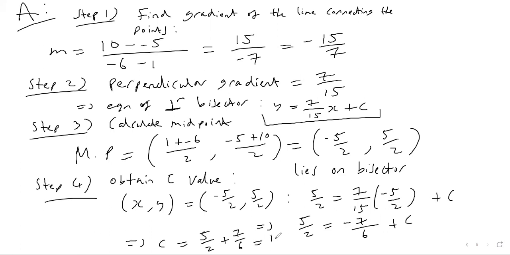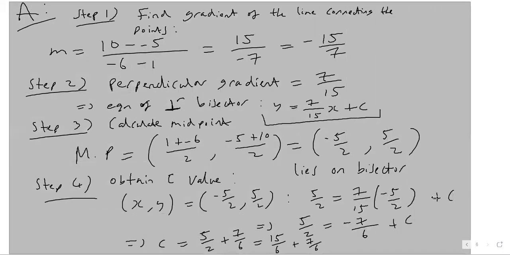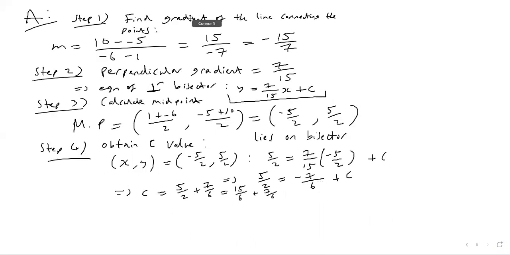And this is the same as 15/6 plus 7/6. I'm just going to try my best to keep everything on the same page. And if we do this calculation, 15 plus 7, we've got a common denominator of 6. 15 plus 7 gives us 22/6. We can simplify the fraction a little bit. That's 11/3. Okay, so we get a c value of 11/3.